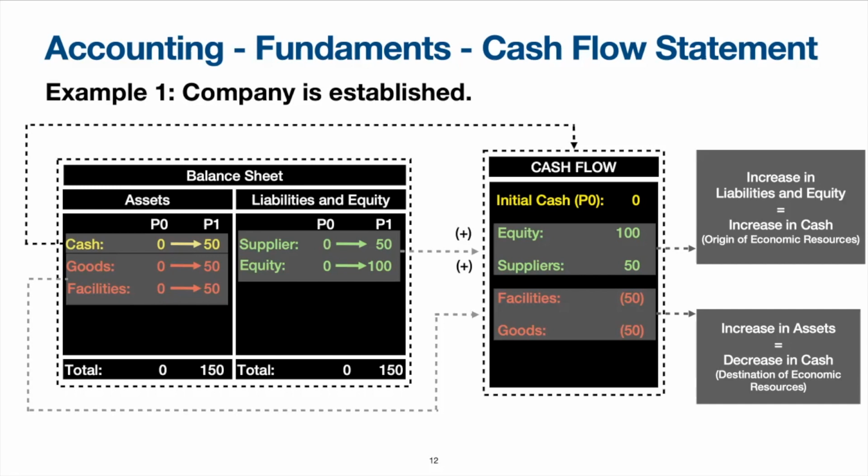So I'm decreasing my cash position. Therefore, when I get my initial cash, sum it up with equity and suppliers, and I deduct the facilities and goods investments, I have my final cash of 50.